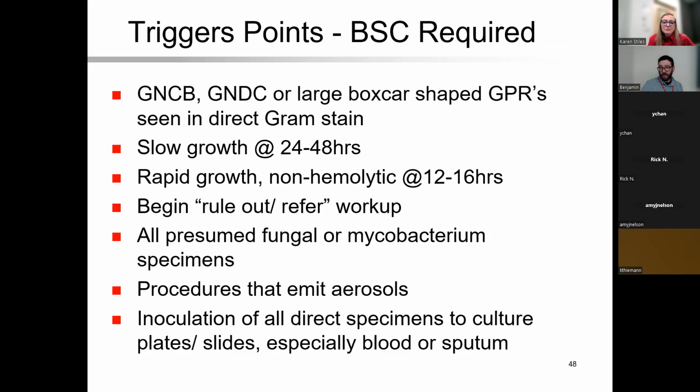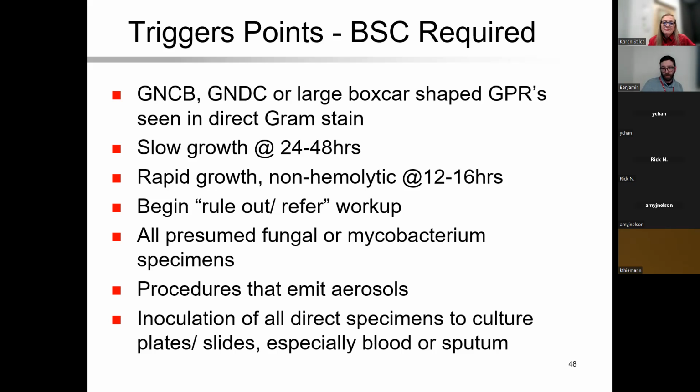Here is where we're working in the BSC, with any of these on the gram stain. A big giveaway is if you look at that culture at 24 hours and it's not growing, and then there's some light growth at 48 hours, you really want to work those up under the hood. Your Bacillus species will grow very quickly. So if for some reason you are looking at the plate around 12 hours, you'll see a lot of growth on there. But these are keys to begin your rule out and refer workup. So you do everything under the hood, and tape the plate shut so no one accidentally exposes themselves.